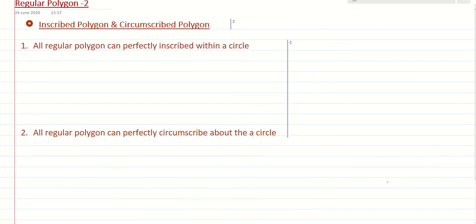Now, a regular polygon can perfectly inscribe within the circle. What does inscribed mean? Inside. Correct. That's called inscribed. What is circumscribed? Outside the circle. Correct. That's all I want to say.